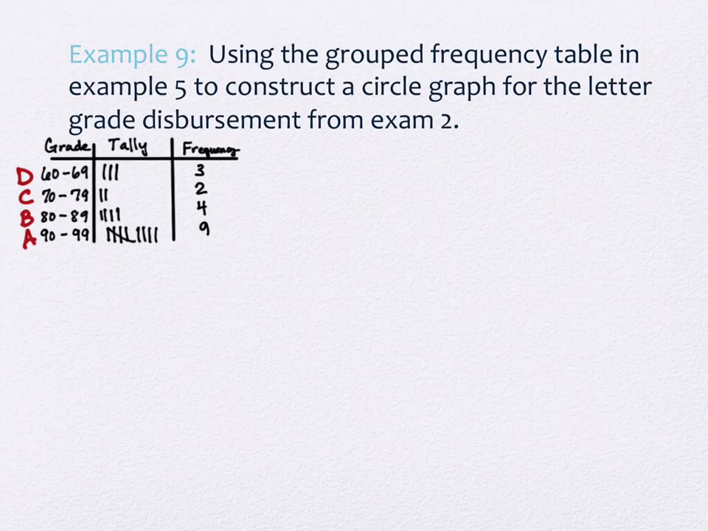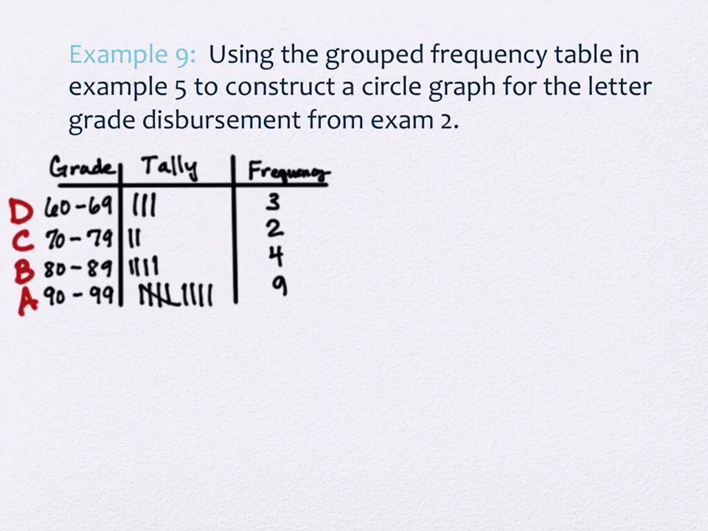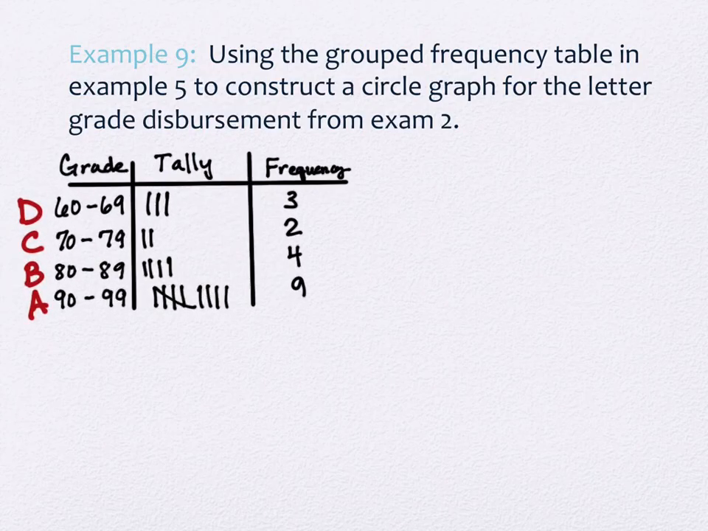Okay, so in order to make this make sense now, I'm just going to expand this. You can jot this down again if you would like. In fact, I would encourage you to do so. You can leave off the tally column. That doesn't matter. You can leave off the 60 to 69. So what parts of this we're going to need are the letter grades and the frequency, okay? So jot that down on this side of the paper.